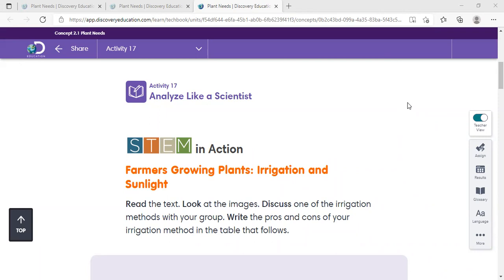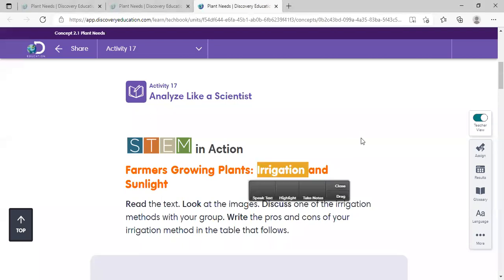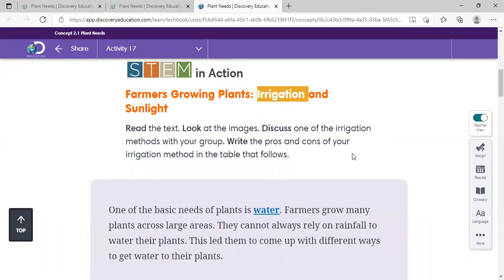They are combined together. The farmers growing plants, irrigation, and sunlight. Irrigation, this is the way the farmers provide the plant or supply the plant with the water it needs. So this is the meaning of the word irrigation.